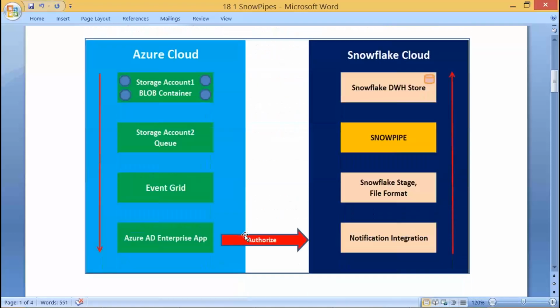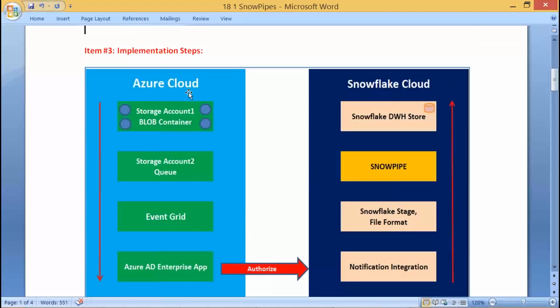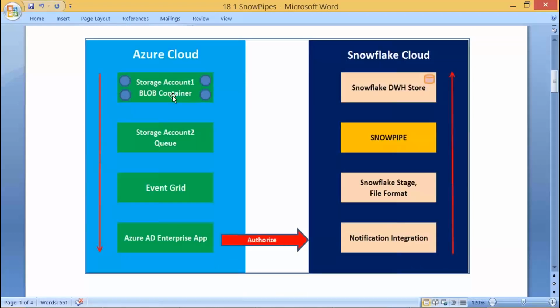And here are the implementation steps. We are going to work with two different clouds in this environment now: Azure cloud, the left side blue box, and Snowflake cloud, the right side dark blue box. We are going to create a storage account in Azure cloud. We understood how to get the cloud and the storage account in the earlier class on external stages. In the previous concept, external stages, we learned how to configure the Azure storage account and container. We are going to use it.